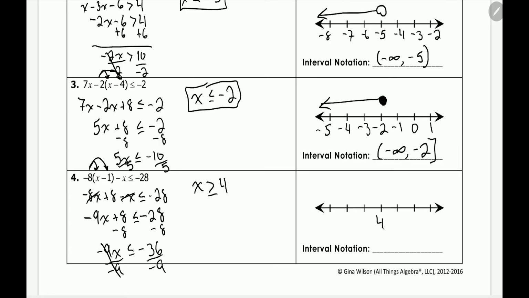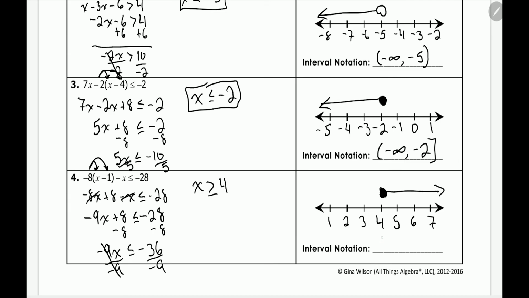So let's put 4 here. We go 3, 2, 1, 5, 6, 7. At 4, do we have an open circle or a closed circle? Well, since it's less or greater than or equal to, it's a closed circle. And should I draw my line to the left or to the right? Well, where are the numbers that are greater than or equal to 4? That'd be to the right. So I'd put my arrow that way.